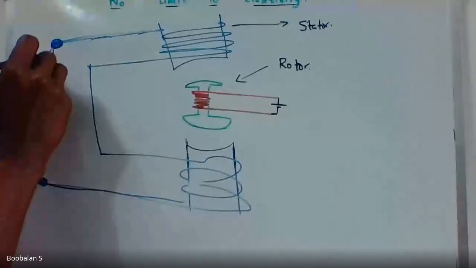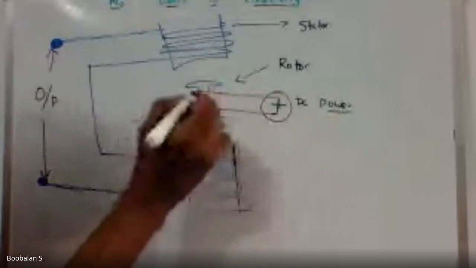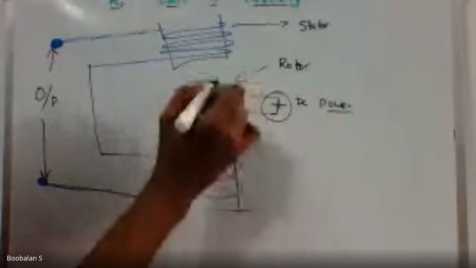Here the input is given. Power supply is given through the carbon brush arrangement to my rotating part, right? Then I'm going to give mechanical rotation over here. I'm going to rotate this. Before that, watch carefully what happens. Here DC current is definitely flowing.